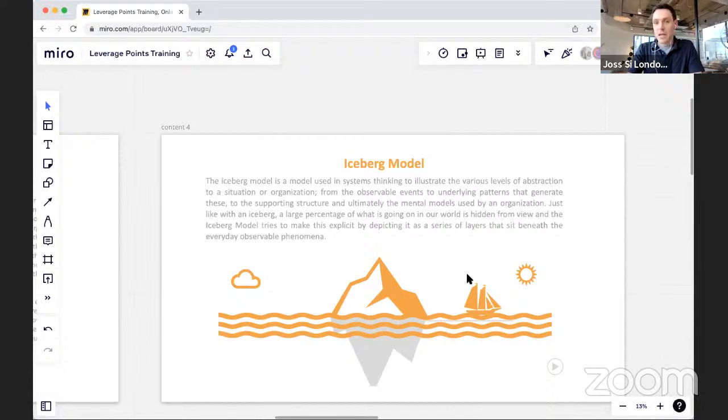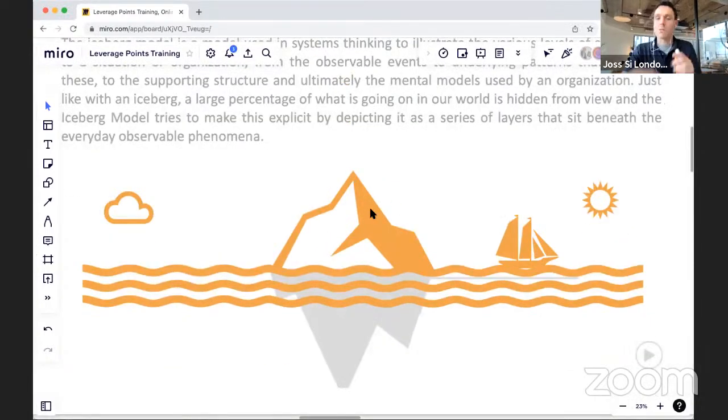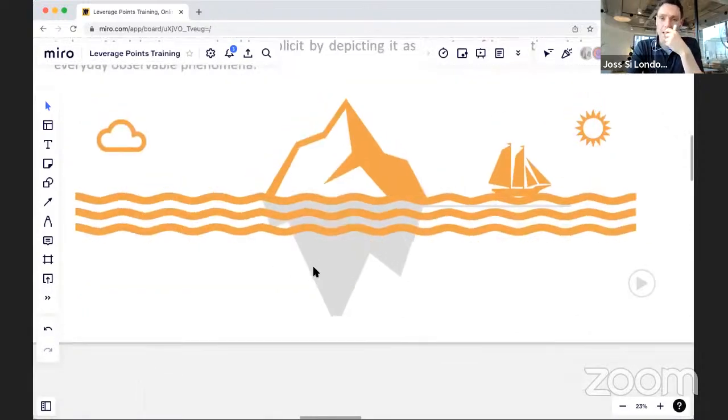Just as with an iceberg, a large percentage of what is going on in our world is hidden from view, and the iceberg model tries to make this explicit by depicting it as a series of layers that sit beneath the everyday observable world. So the idea of an iceberg is that only something like 20% is visible above the waterline. 80% or so of its mass, 90% of its mass is actually below the waterline, and you can't see that. And that's what we're getting at here.